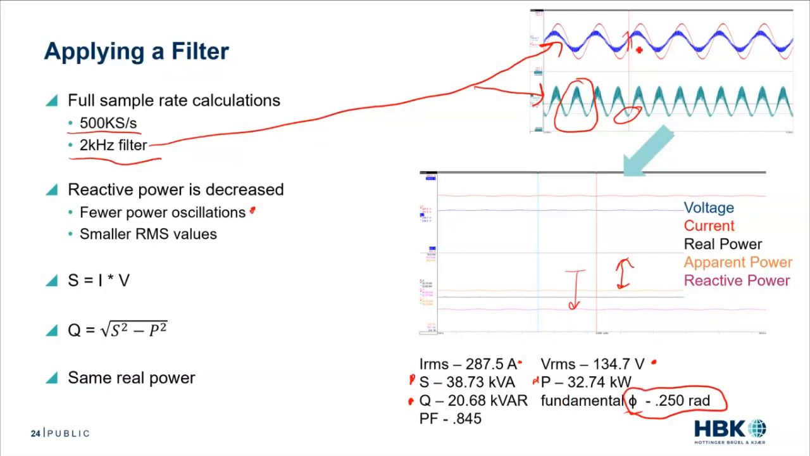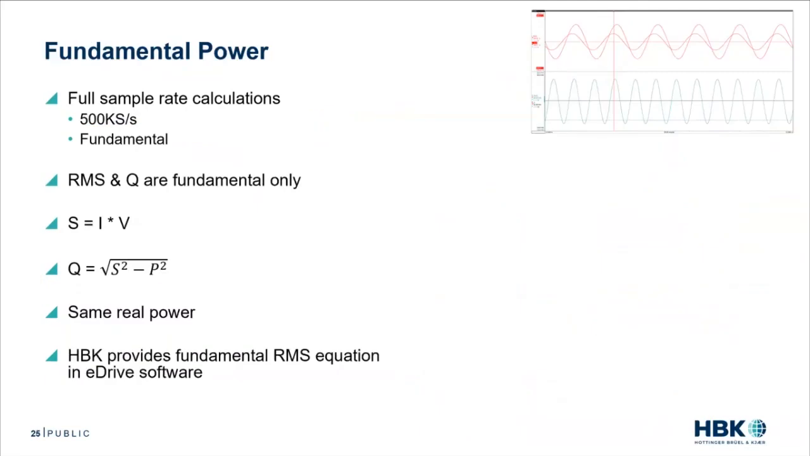is not changing. Now our power factor, our P over S, is 0.845. Exact same equations, different interpretation of the data. So this is interesting. Now, for completion's sake, let's take that a step farther.